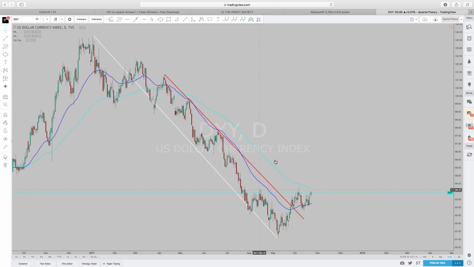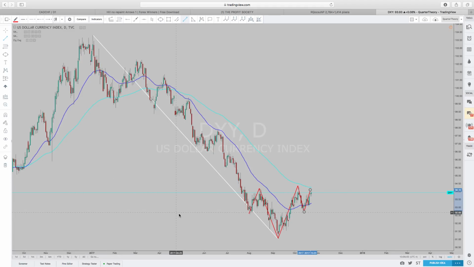Once this channel has been broken, you see it has been broken, it has come down to retest, and now it's starting up. What we also see here is something called an inverted head and shoulders, which is a bullish structure. So that would look something similar to this. This is my head. This is my right shoulder. And this is where we are right now.